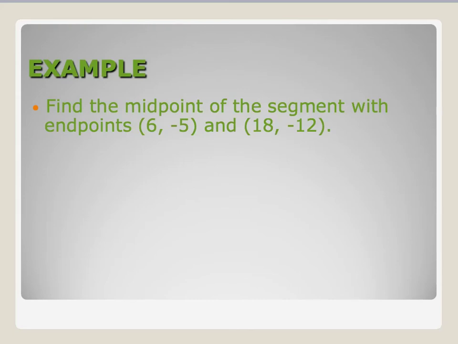Okay, so let's try an example. So here's our segment: 6, negative 5, and 18, negative 12. If we were to graph these on the coordinate plane, we would be at the point 6, -5, and 18, -12. Our segment would look something like this. Okay, so we know just by looking at it, our midpoint should be somewhere around here.